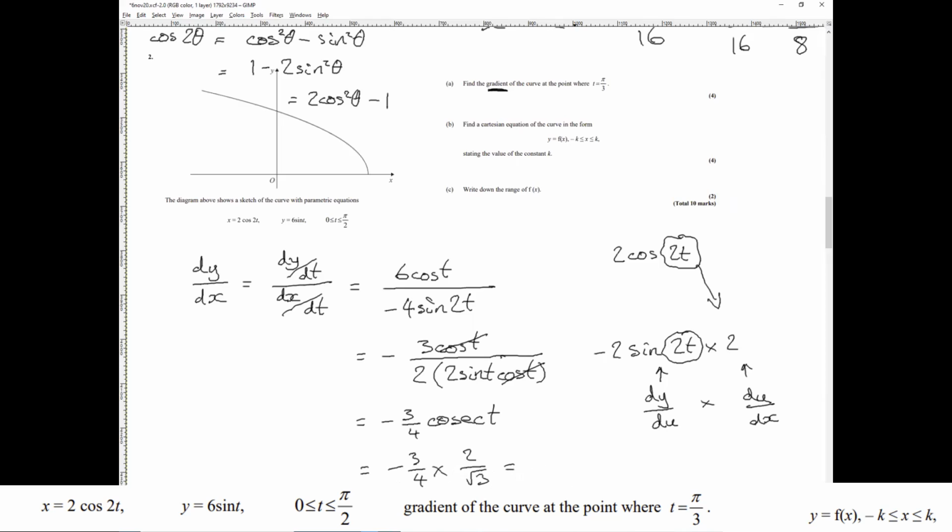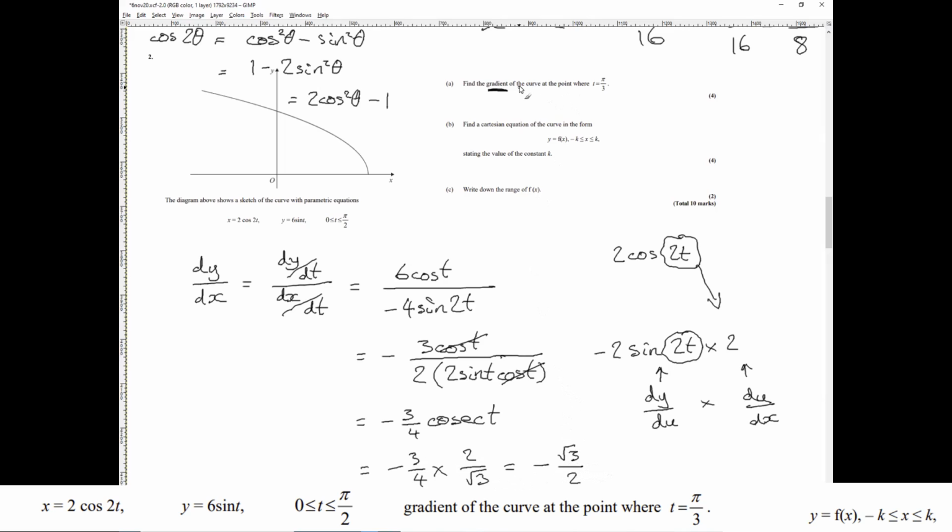Which, after multiplying by 3 over 4 and cancelling, leaves us with a half times root 3, so root 3 over 2 again. That's weird, isn't it? This turns out to be the reciprocal. Multiplying by 3/4 gives us the reciprocal of 2 over root 3. We've got 2 on the bottom, root 3 on the top. So minus root 3 over 2.